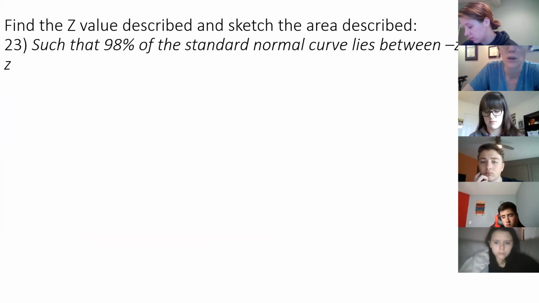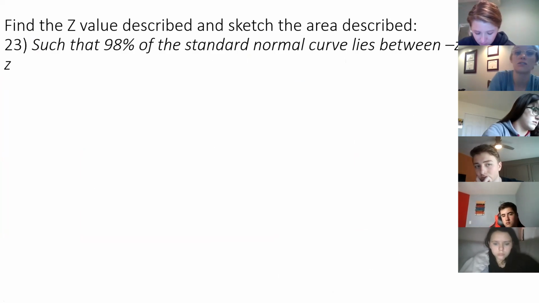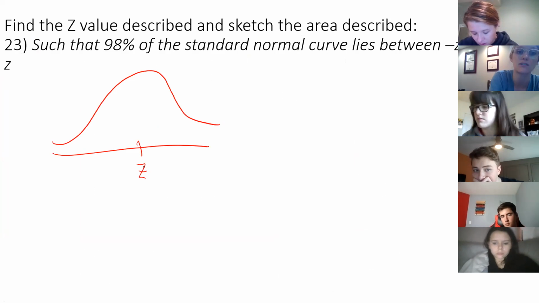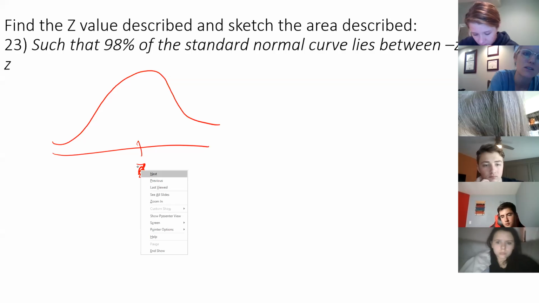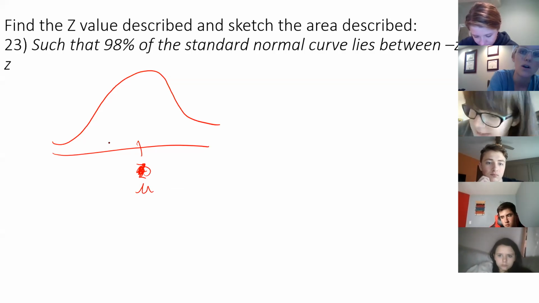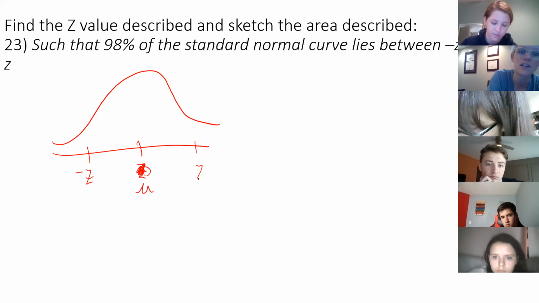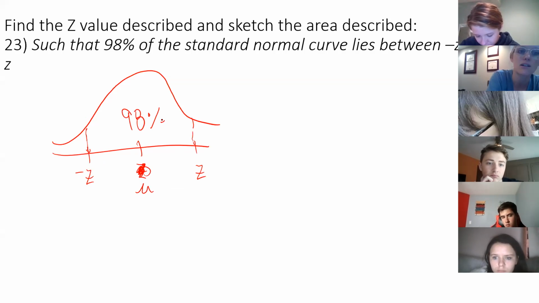Yeah, so this is a between one. This is different. And I think the key for this is that you draw it out. If you just draw it out, you know that your normal curve is symmetrical. Mine is not, but yours is. So this is the mean right here. So if here's my negative z and here's my positive z, I know that between these two numbers, there is 98% of the data.